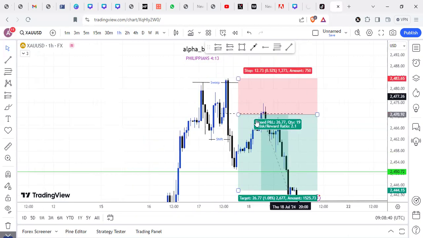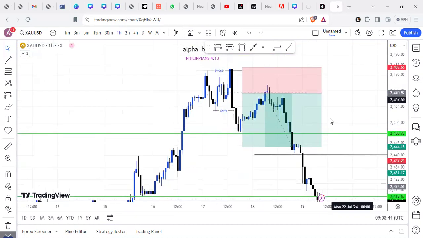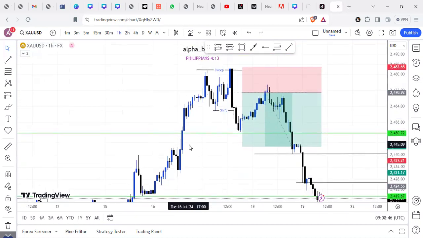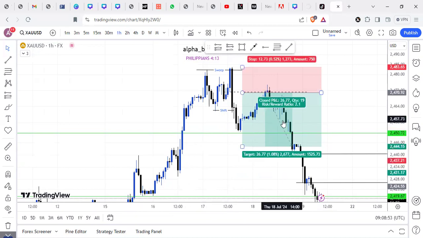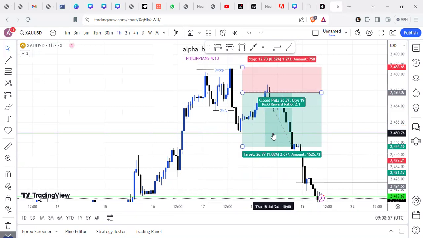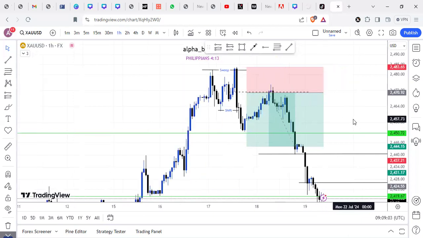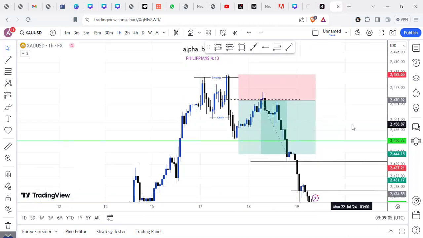So I set my sell limit here, and I was targeting the next level below. I just put my TP on this bullish order block right here, so that the market doesn't come here and start reversing. That was how I was able to secure a 1 to 2 on gold yesterday. So you can see how the entry model works. Very, very simple and straightforward. All you have to do is wait and be patient.